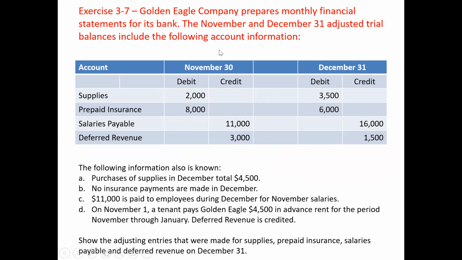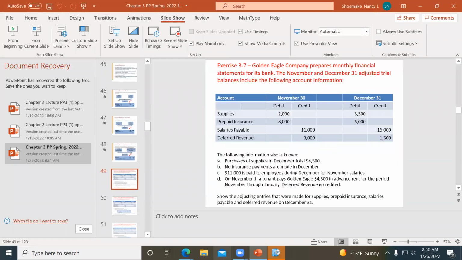This one shows on November 30th where the supplies were at. This shows on December 31st where the supplies are at. It tells us purchases of supplies in December total $4,500. This is giving us the beginning of December, the end of December, but it's letting us know we purchased supplies for $4,500. So let me just show it to you like this.